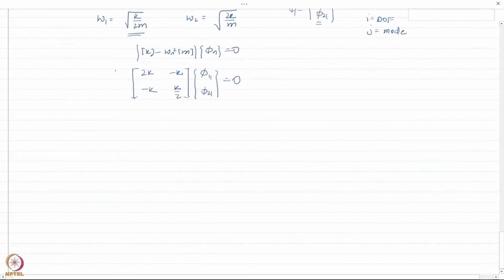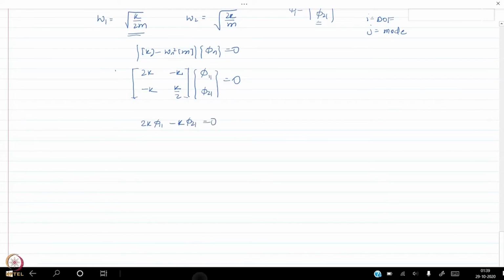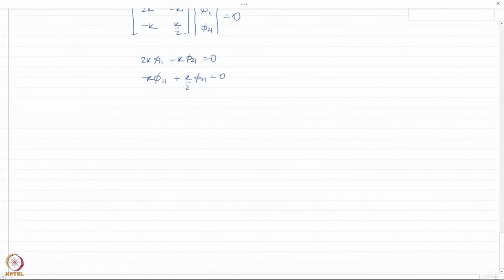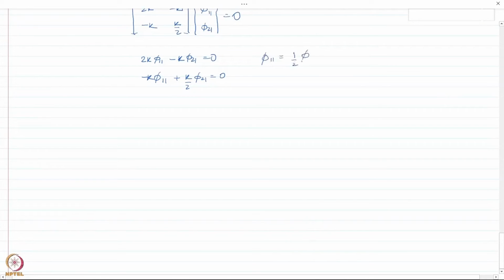So the equation I get is 2k phi 11 minus k phi 21 equal to 0, or minus k times phi 11 plus k by 2 times phi 21 is equal to 0. Now if you look carefully, both of these equations are one and the same. The second thing you are going to notice is that you can only get a solution for this vector in terms of some multiplicative constant. For example, phi 11 is nothing but 1 by 2 phi 21.